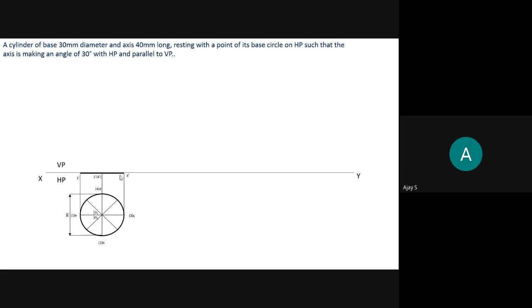Okay. Then they have told that the axis is 40 mm long. So I draw an axis, I cut an arc at 40 mm and measure that distance, 40 mm. And then the same base, whatever that 1 dash 3 dash is there, I constructed on the top and I mark it as A dash and C dash. Then I join A dash and 1 dash, and C dash and 3 dash. So my cylinder's second position is over.